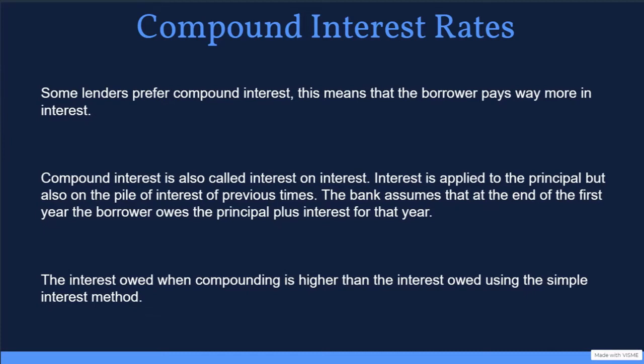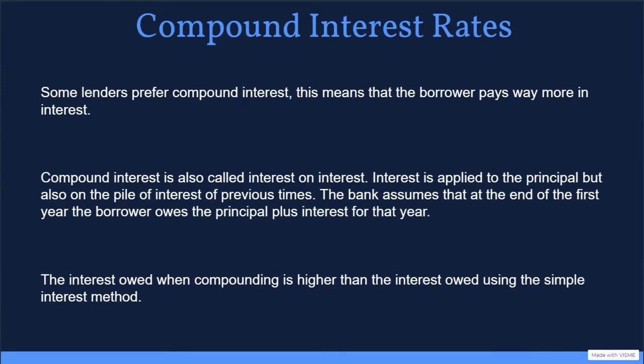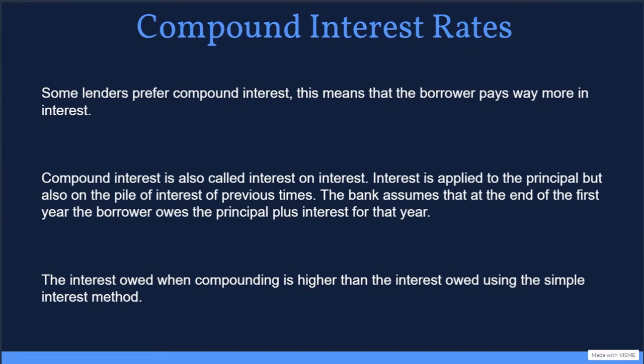Alright, now we're going to talk about compound interest rates. Some lenders prefer compound interest. This means that the borrower pays way more in interest. Compound interest is also called interest on interest. Interest is applied to the principal, but also on the pile of interest of previous times. The bank assumes that at the end of the first year, the borrower owes the principal plus interest for that year. The interest owed when compounding is higher than the interest owed using the simple interest method.